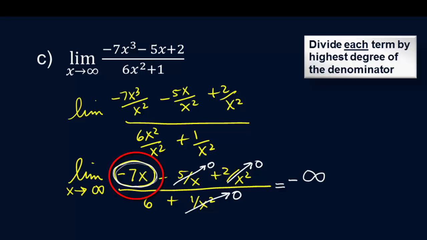So what do we do when the degree of the numerator is greater than the degree of the denominator? We divide each term again by the highest degree of the denominator. We observe that, and then the rest goes to 0, and we check out the expression that's left and find out what it is. You know, it's an ax to the n term. Then we just determine whether it goes to plus infinity or minus infinity.